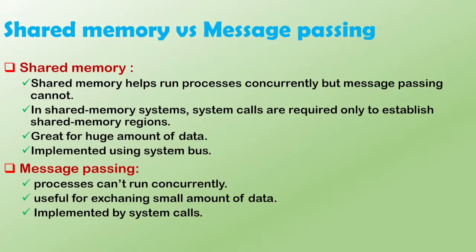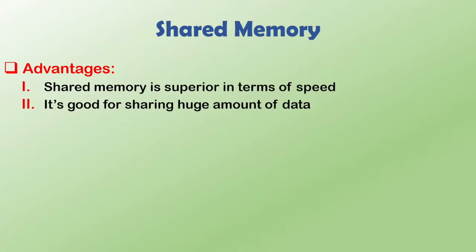We will be focusing on shared memory since we prefer the underdog. Shared memory is superior in terms of speed, since message passing requires a lot of system calls, where shared memory only needs to use system calls to create the shared memory location. After the memory region is created, it is up to the processes to manage this shared area.